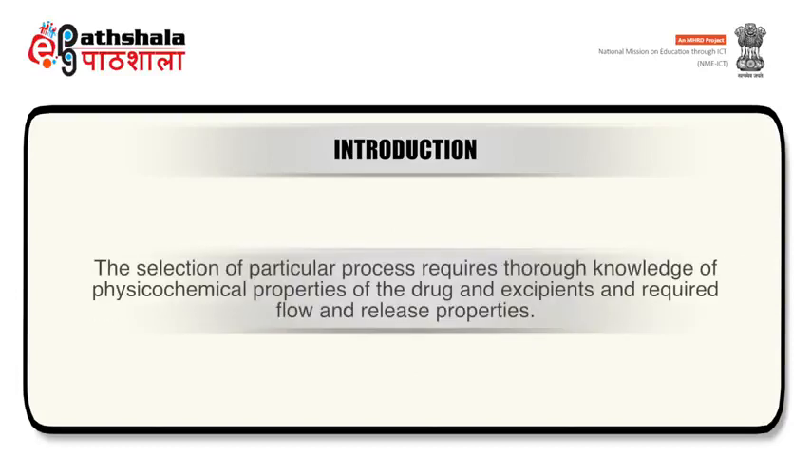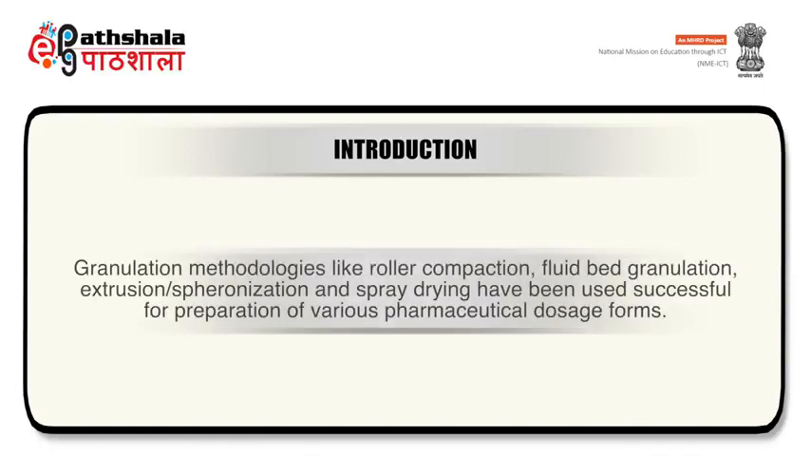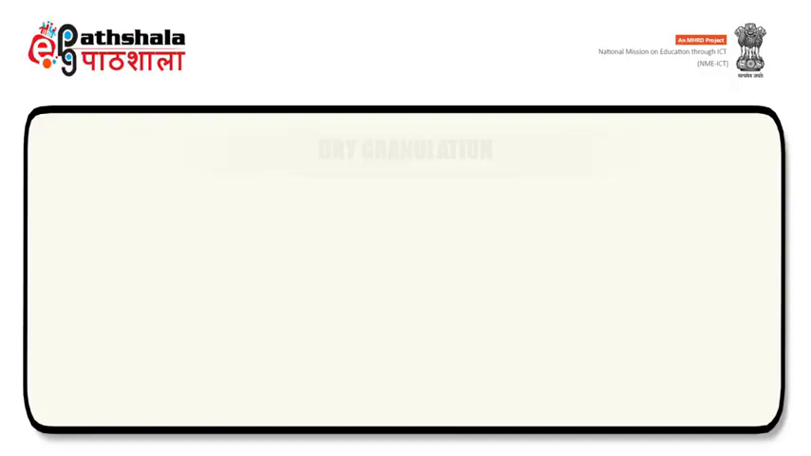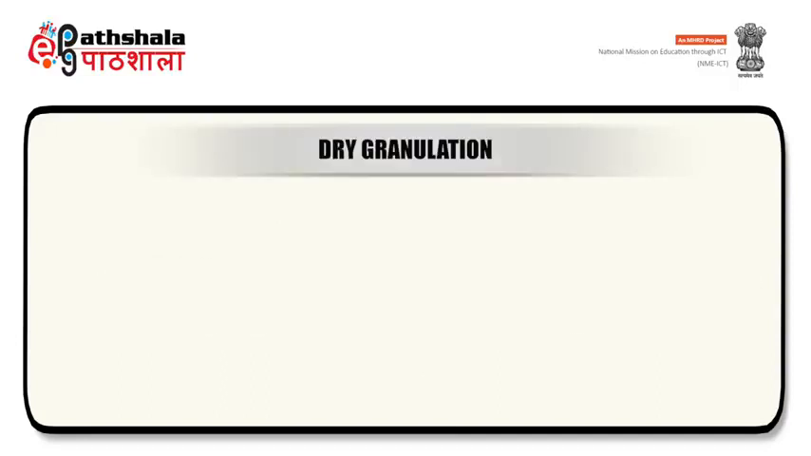The selection of a particular process requires thorough knowledge of the physicochemical properties of the drug and excipients and the required flow and release properties. Granulation methodologies like roller compaction, fluid bed granulation, extrusion and spray drying have been used successfully for preparation of various pharmaceutical dosage forms. Granulation technology continues to evolve and various improved, modified and novel methodologies are now available, as described in the module. Let us start with the first, dry granulation.